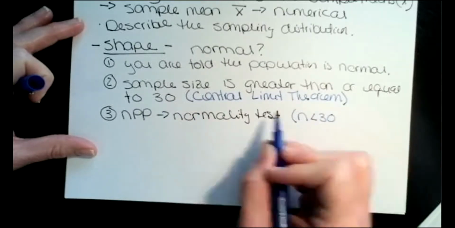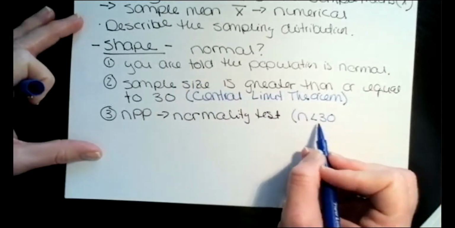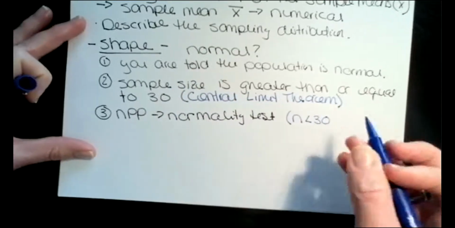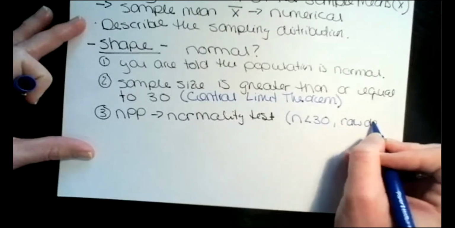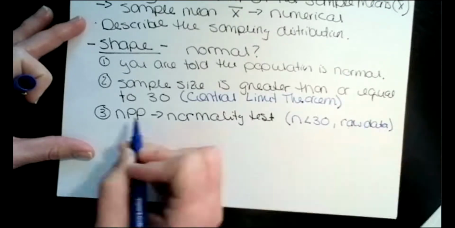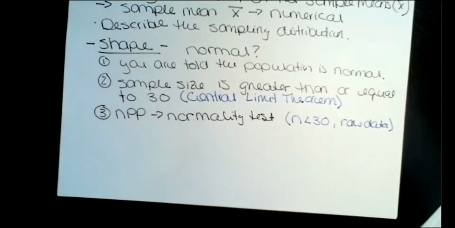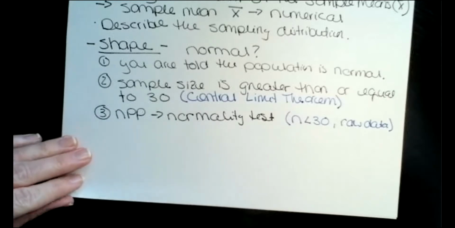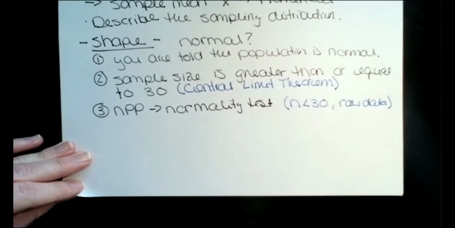So if N is less than 30, we can't go with option 2, and maybe we're not told, so we can't go with option 1, but maybe we have raw data. Then we can go with this third option. So we have to have raw data to do the normality test because we can't get an NPP without raw data. Okay. So that's how we're going to tell the shape is normal for these sampling distributions.